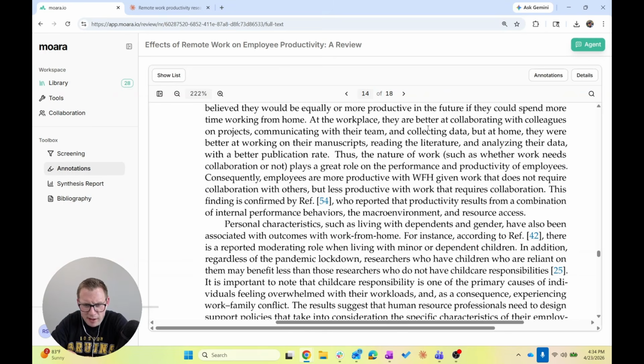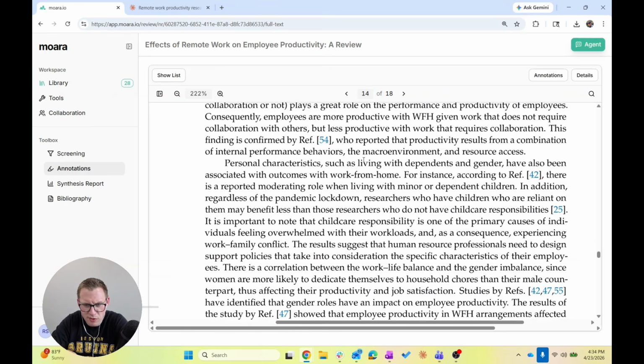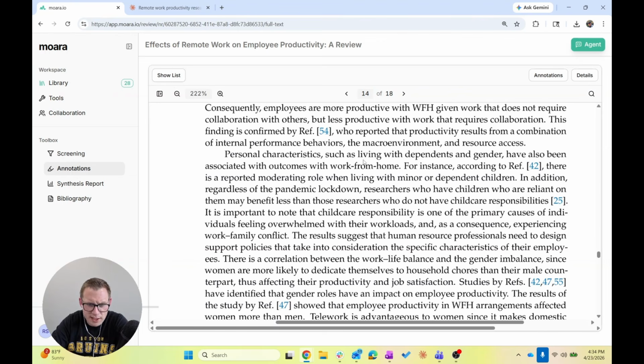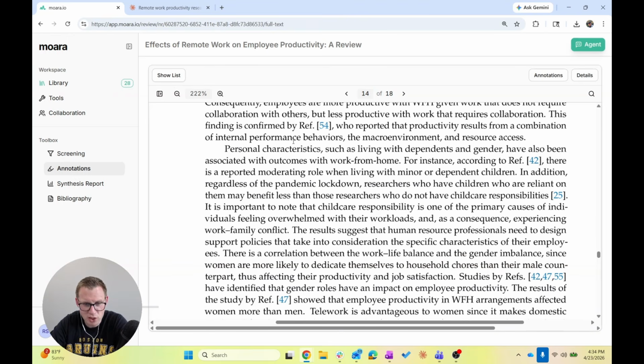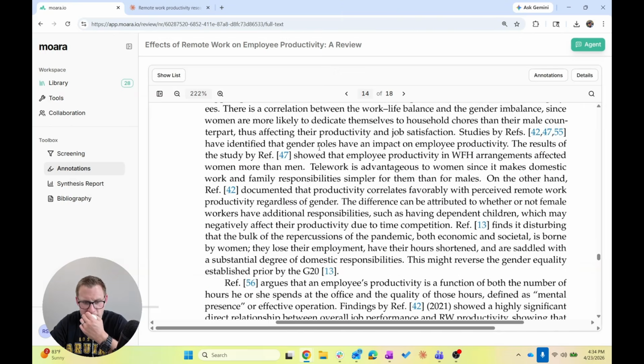At the workspace, they're better at collaborating with colleagues. Consequently, employees are more productive with work from home, given work that does not require collaboration with others. So collaboration, that is a common theme, right? I feel like we've seen that elsewhere. If I was taking the time to annotate all of this, I'd annotate that and pull it out. We've seen a couple of different studies mentioning that collaboration is, of course, more difficult for work from home, so it's less productive with work that requires it. I mean, based on everything we've seen so far, that strikes me as a very reasonable finding. This is confirmed by a study that reported that productivity results from a combination of internal performance, and personal characteristics matter.